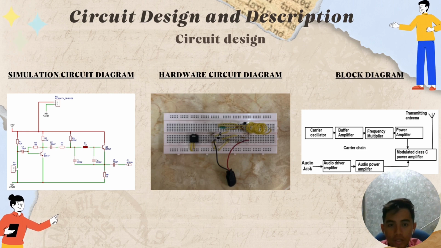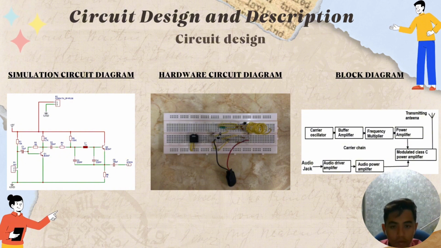Next, we go to the circuit design and description. For this project, before we construct an AM transmitter, we need to have a circuit and a block diagram. The left picture is the simulation circuit diagram, and the right picture is the block diagram for this project. And lastly, the middle picture is the hardware circuit diagram for this project.